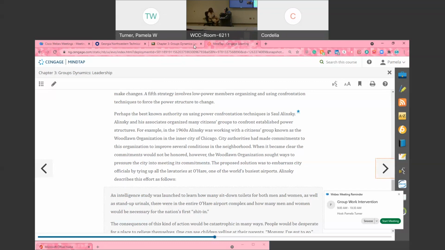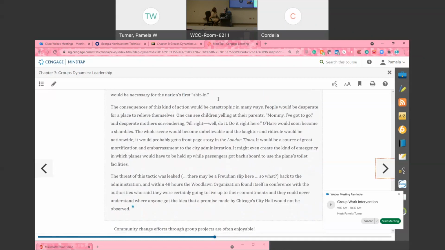When it became clear that the commitment would not be honored, right, the high-power people told the low-power people they were going to do something, and they didn't. The Woodlawn organization sought to pressure the city into keeping its commitments, and the proposed solution was to embarrass city officials by tying up all the lavatories. Those are the bathrooms. On one of the busiest days, Alinsky described the effort as follows. So the high-power group had made these promises, and didn't follow through. So the low-power group decided to use some social action to make some changes.